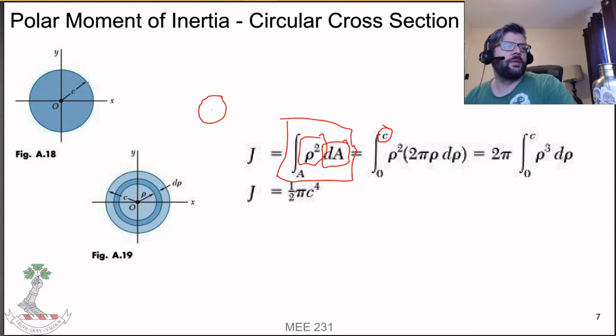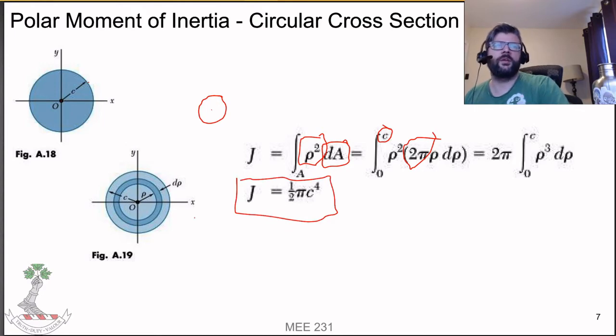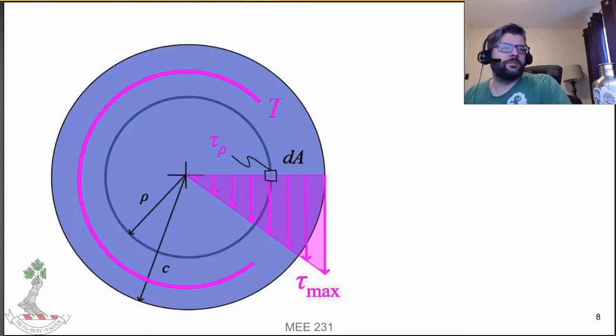Again, you can just move the 2 pi out to the outside. We get rho to the third d rho, integrated. That gives us 1 over 2 pi c to the fourth for a circular cross section. And always keep in mind that our shear stress varies linearly from the outside to the maximum at some point. It's a function of the distance from the centroid.